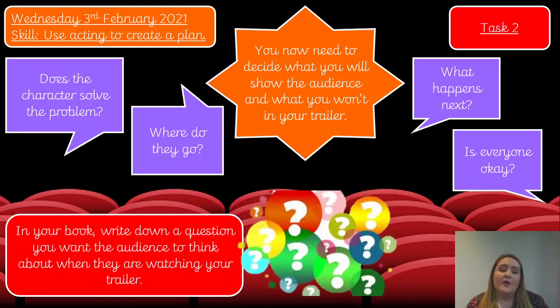And then in your book, I'd like you to write down a question that you want the audience to think about when they're watching your trailer. So that question might be, is this character going to be okay? What's going to happen to this character? Something that you aren't going to show them that you want the audience to be thinking about whilst they're watching your trailer. So pause the video and write this question now, please.